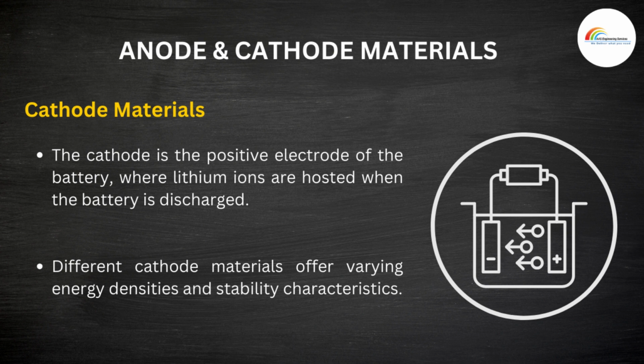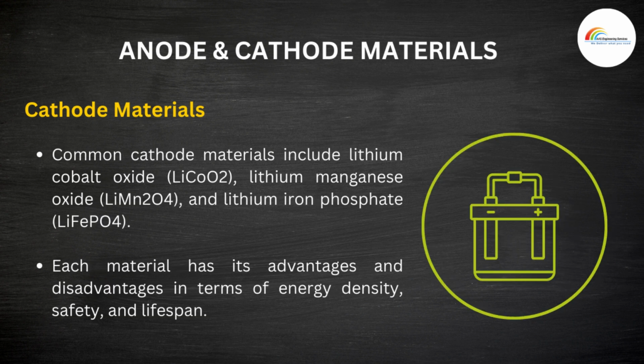Lithium manganese oxide, LiMn2O4. Lithium manganese oxide, or LiMn2O4, is another popular cathode material known for its stability characteristics. Lithium iron phosphate, LiFePO4. Lithium iron phosphate, or LiFePO4, is favored for its safety and long lifespan. Advantages and disadvantages. Each cathode material has its unique advantages and disadvantages, which engineers carefully consider when designing batteries.